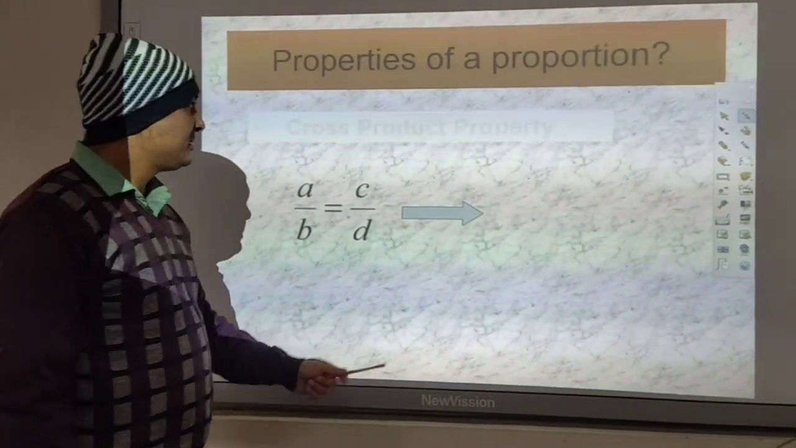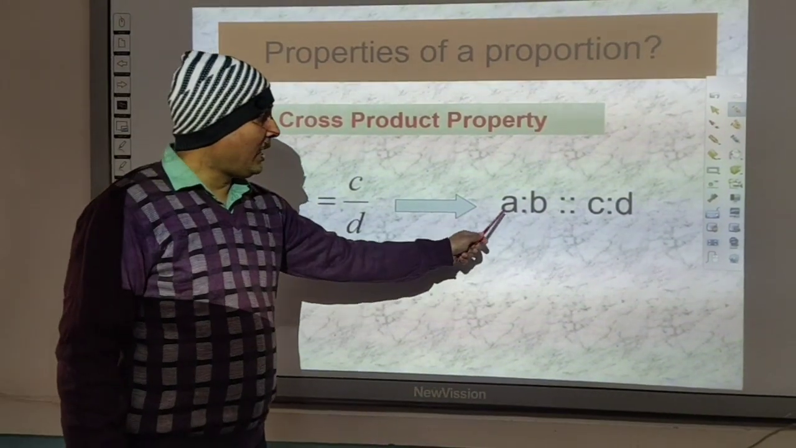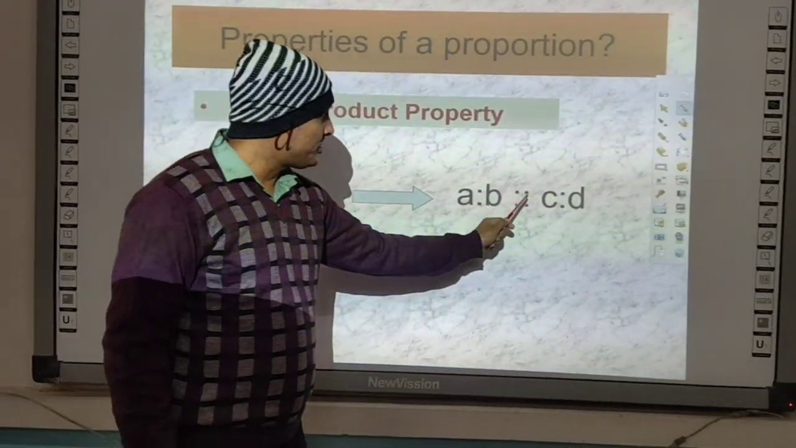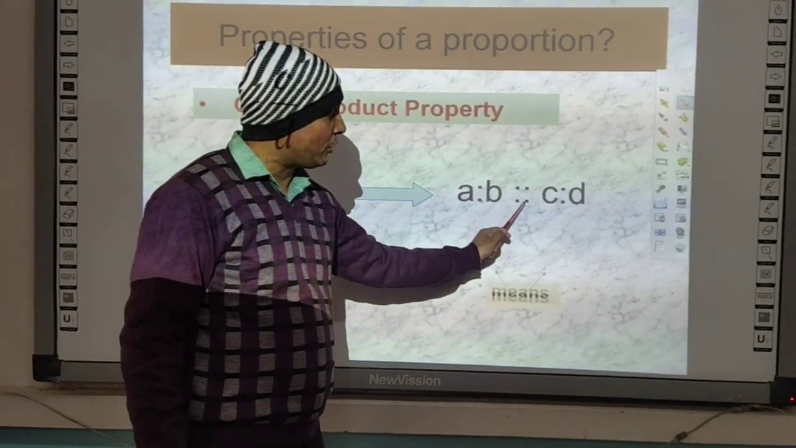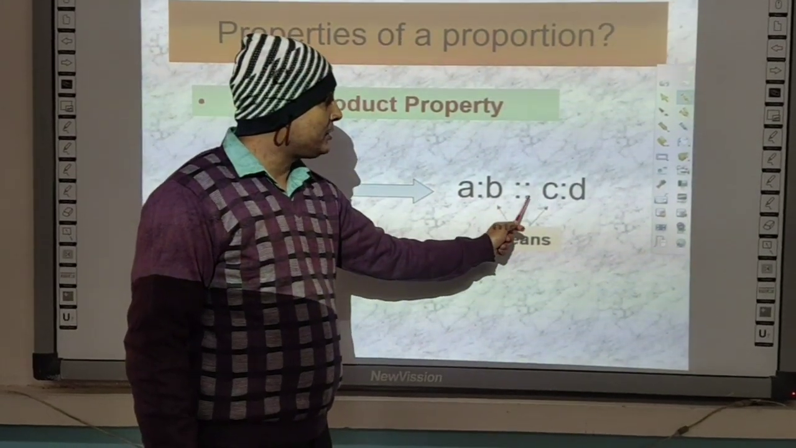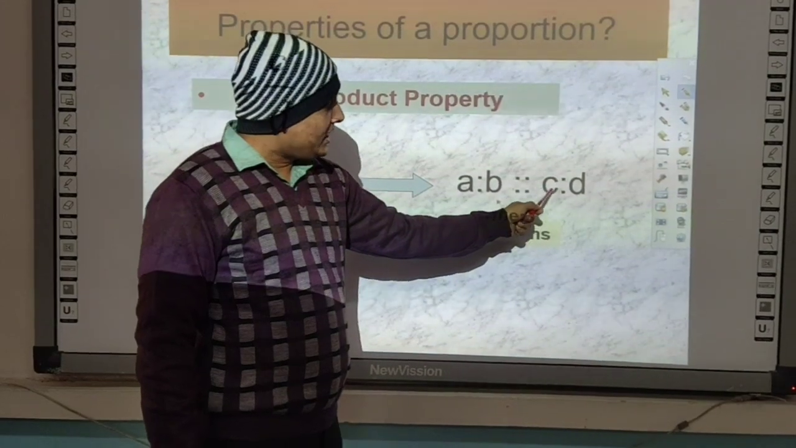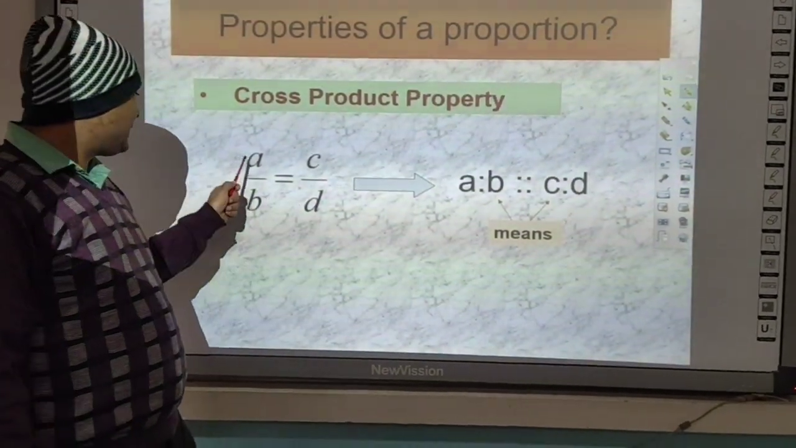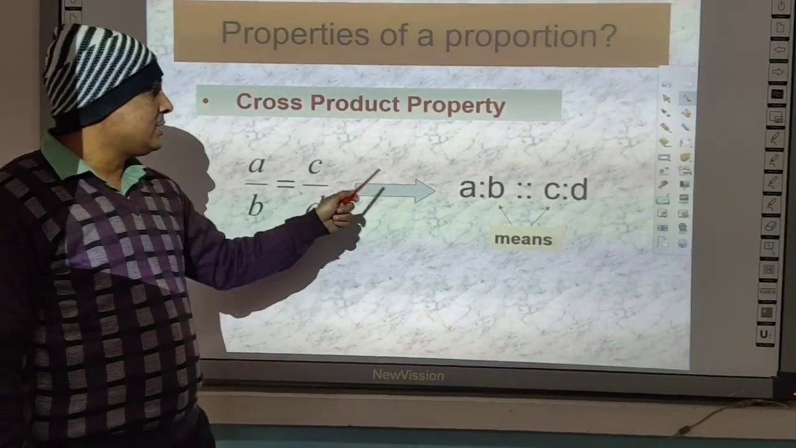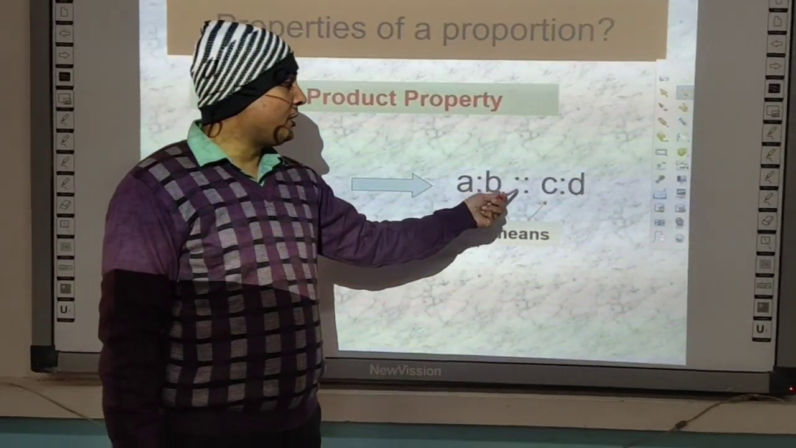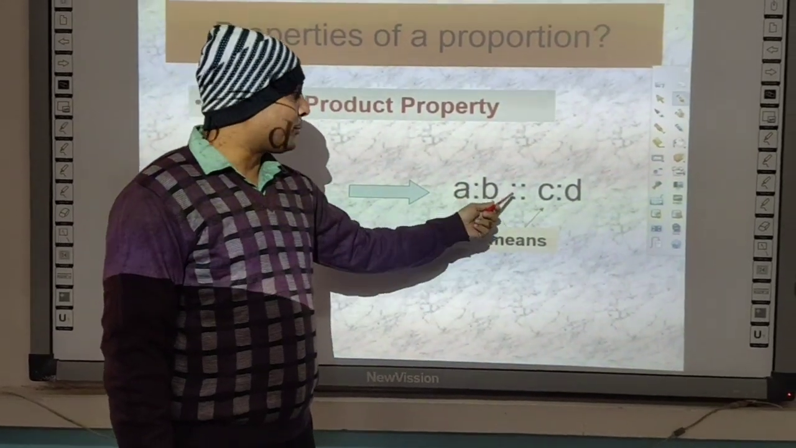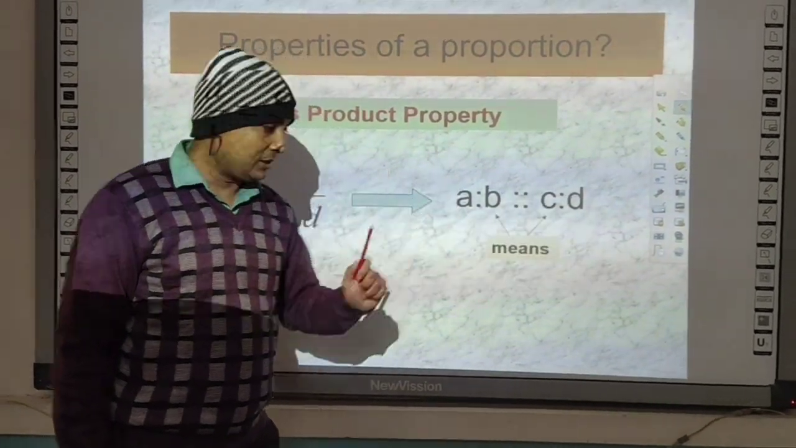A ratio B means A is to B. This is the sign of proportion, four dots, which means is equal to, and C is to D. C ratio D. So we can write A by B is equal to C by D in this form. A is to B ratio, which ratio? Proportion. A ratio B proportion, C is to D.